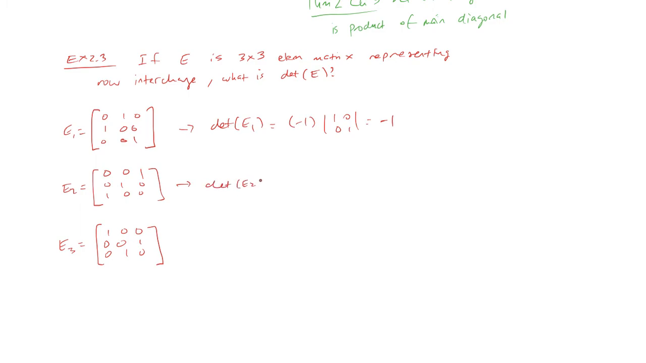Determinant of E2, we'll use the first row again. That'll be +1 because it's the third element, times 0, 1, 1, 0, which is -1. Determinant of this submatrix is 0 minus 1, which is -1. And then the last determinant is 1 times 0, 1, 1, 0, which is -1. So it appears that the determinant of the elementary matrix representing a row interchange is -1. And this generalizes to 4 by 4, etc.